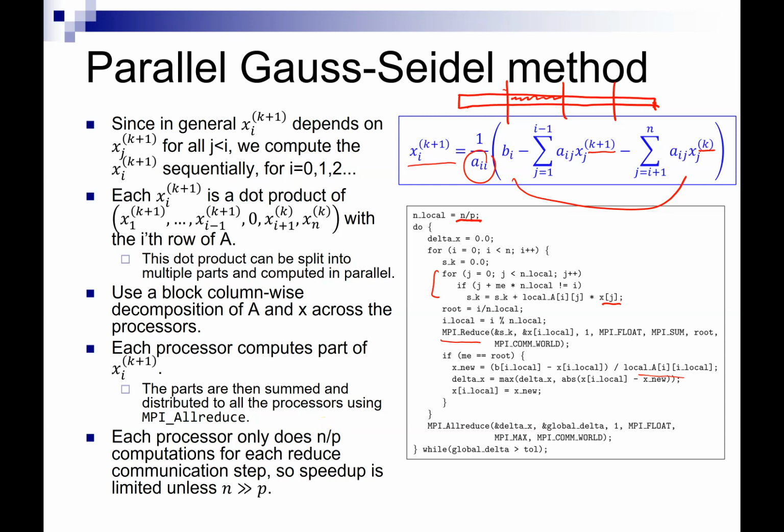So probably you're not going to get much speedup unless you have a very large n. If n is like a billion, and then you have 10 processes, then you're going to do 100 million computations on each processor, and that's probably going to be a lot more than your communication time. In that case, you actually do get a speedup with this method. But in general, this is all we can do for the Gauss-Seidel method. So in general, we're not going to get a large speedup.